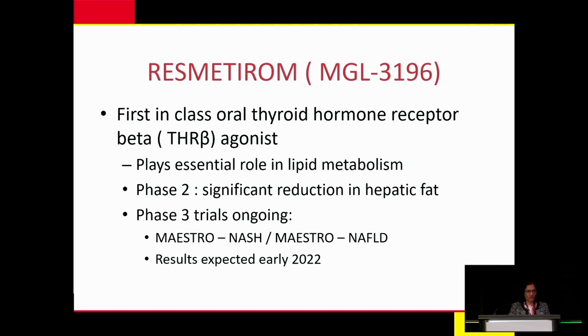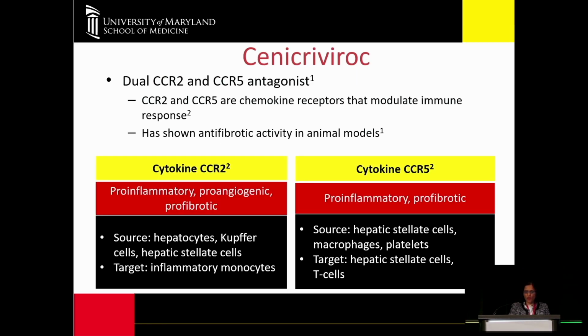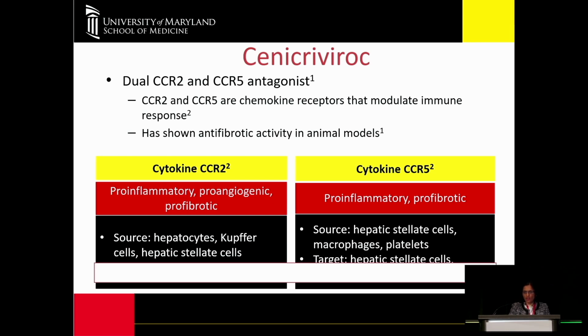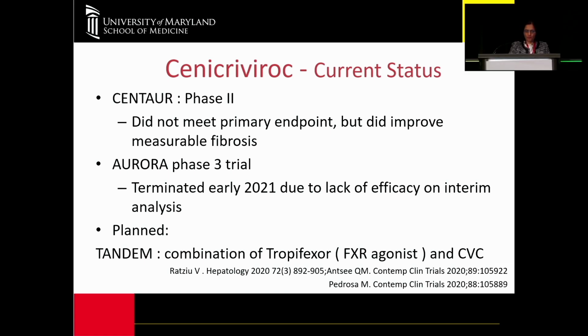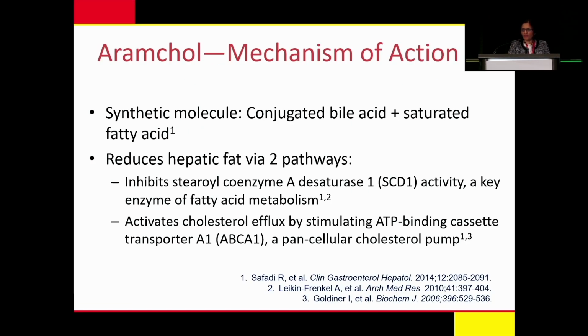Resmetirom is an interesting agent, a first-in-class thyroid hormone receptor beta agonist, and has shown some benefit in phase 2 trials. Phase 3 trials are ongoing. Cenicriviroc is a dual chemokine receptor antagonist and has shown antifibrotic activity. Despite the failure of both the phase 2, when I say failure, it didn't meet the primary endpoint. Both phase 2 and phase 3 trials, there's a combination trial that's planned with an FXR agonist.